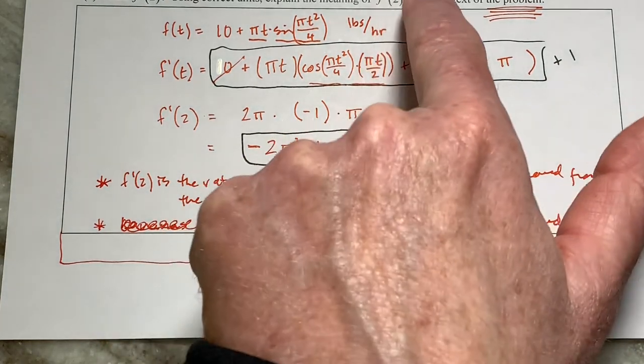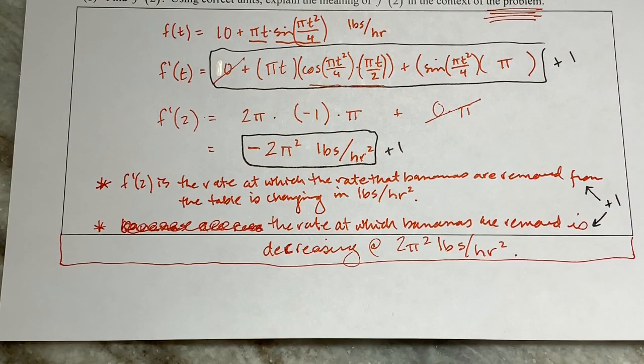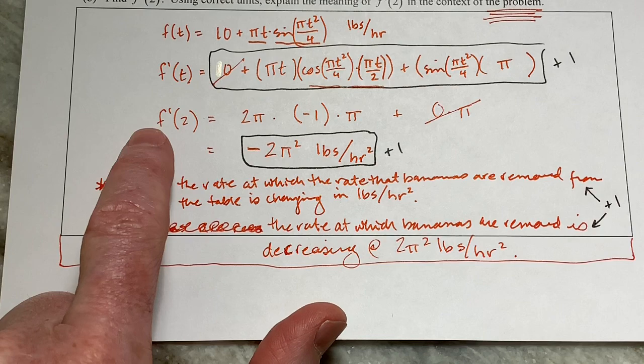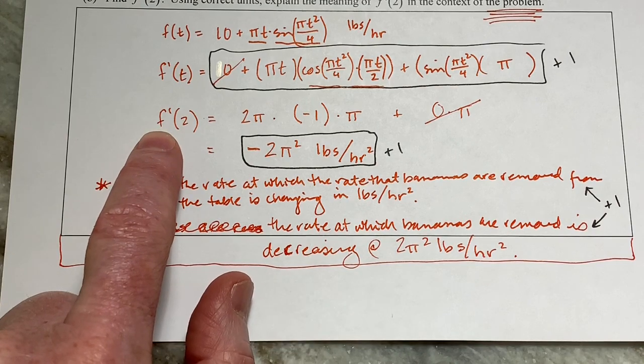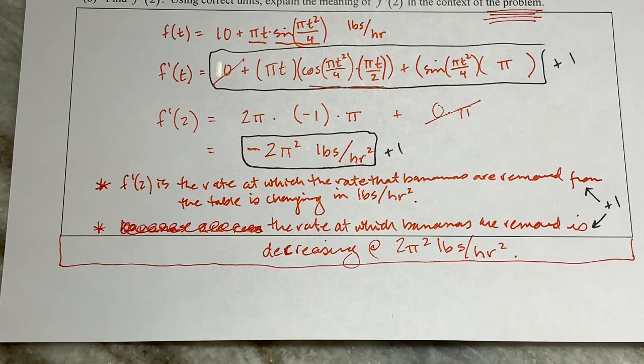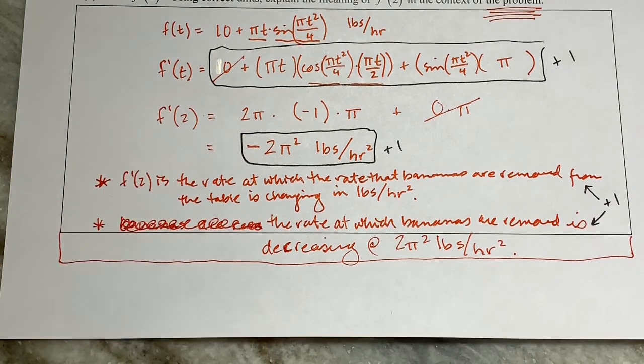But guys, when they say in the context of the problem, make sure you don't talk about what f prime means, like it's the derivative of the f function. Don't say that. At time 2 hours. Don't say that. You're not going to get credit for that. They're talking about this particular word problem, all right? Not the inherent idea of calculus illustrated by f prime.